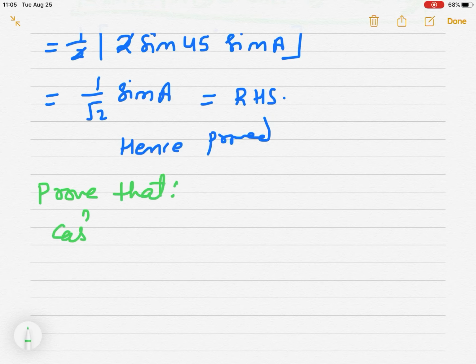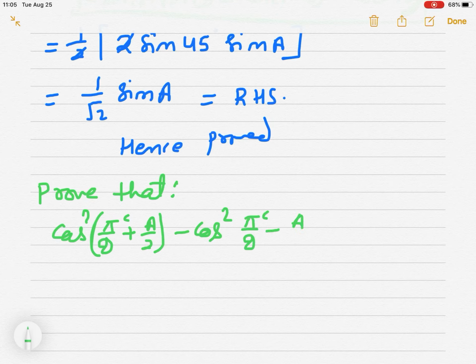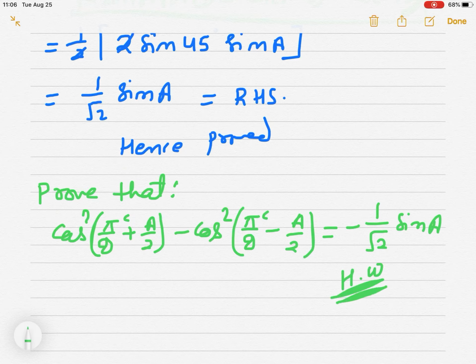cos² (π/8 + A/2) minus cos² (π/8 − A/2). In place of sin I have given cos, and your answer will come here with one more minus. See, 1 by root 2 and this sin A will come as it is. This question is homework for you. Let us do it and then get the benefit.